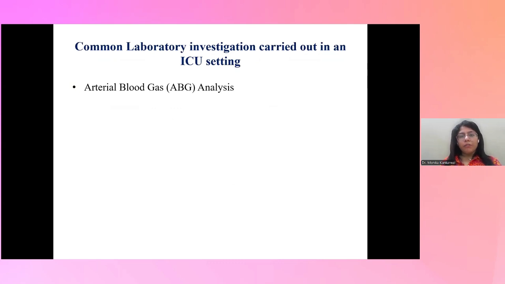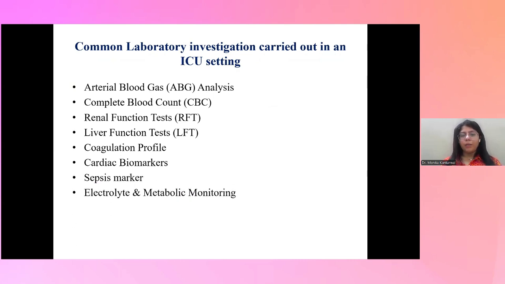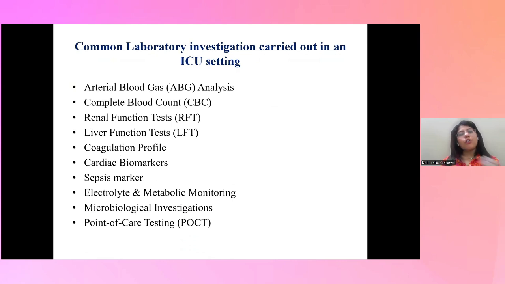So the common laboratory investigations carried out in the ICU setting are ABG, which is arterial blood gas analysis, complete blood count, renal function test, liver function test, coagulation profile, cardiac biomarkers, sepsis markers, electrolyte and metabolic monitoring, microbiological investigations, and point of care testing. We'll talk about each of these investigations in detail in further slides.